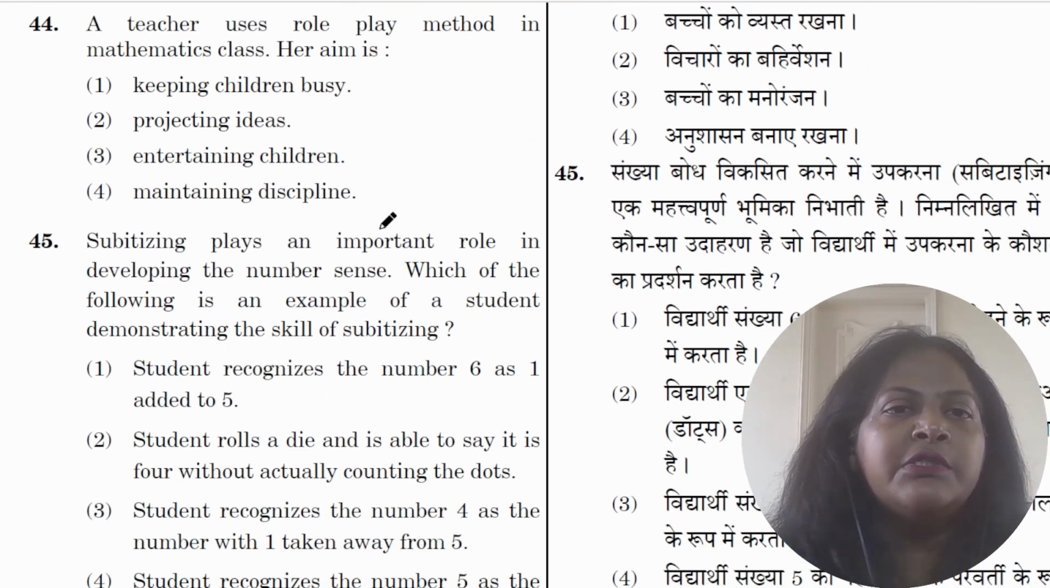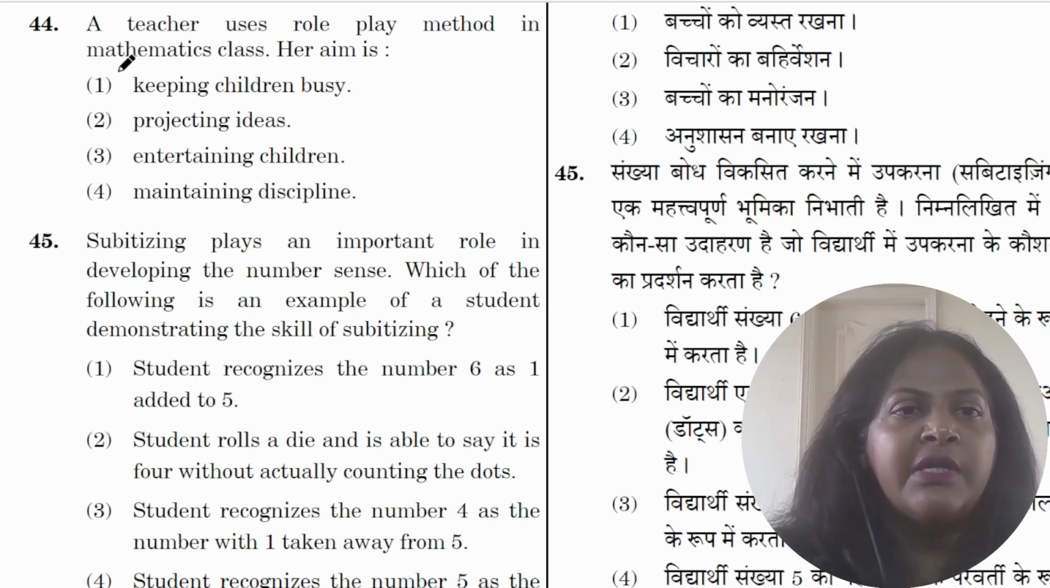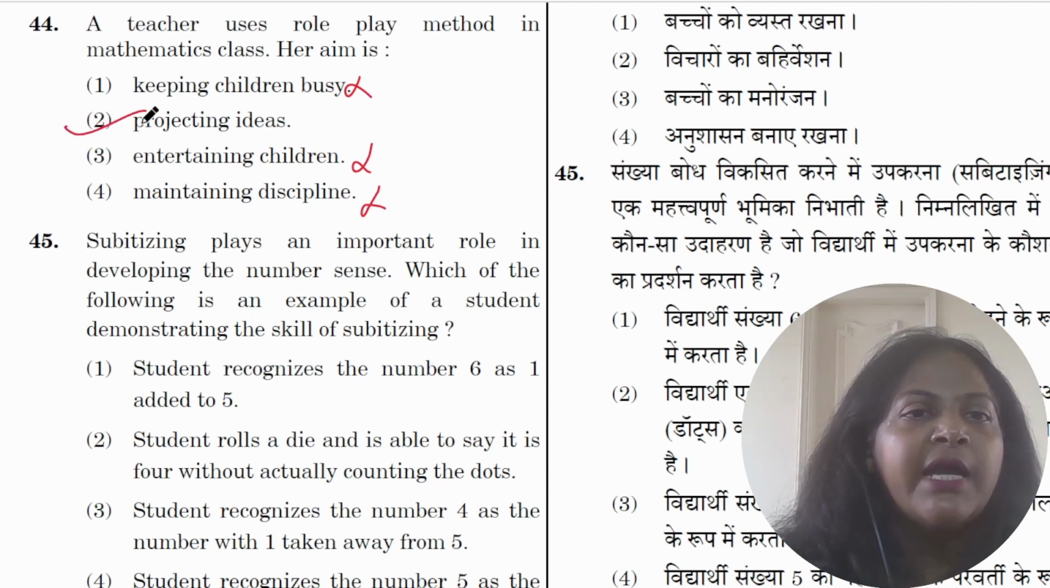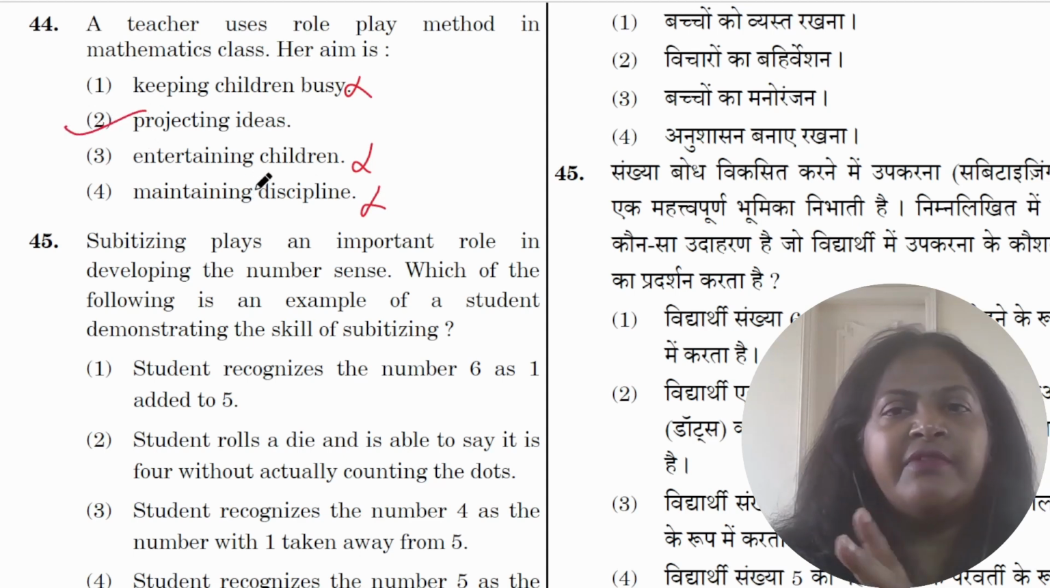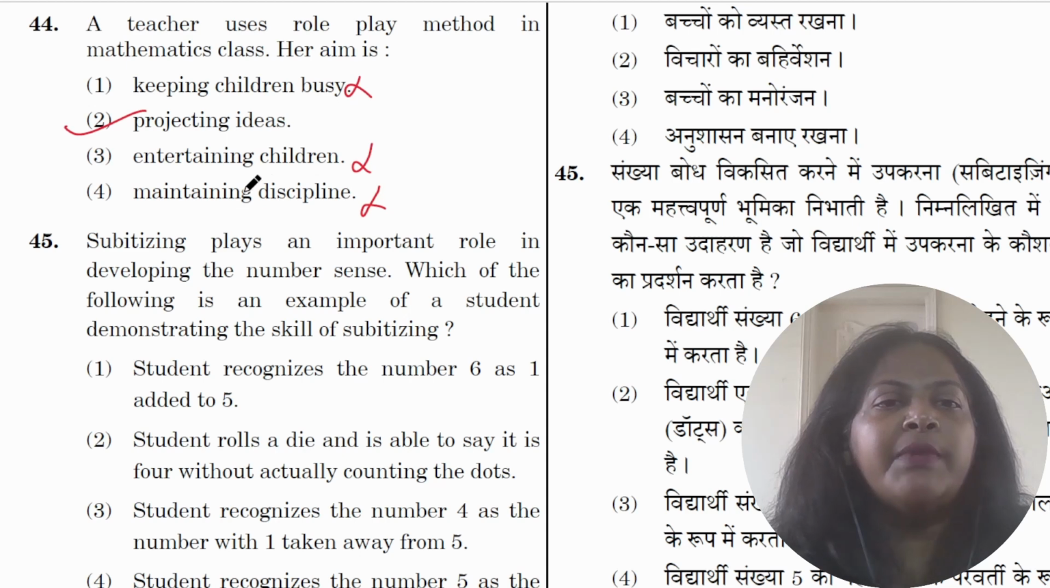A teacher uses the role play method in mathematics. What is her aim? Is it to keep children busy? Keeping children busy will never be the aim. Entertaining, not really. Maintaining discipline, no. So projecting ideas through role play is a very useful method.